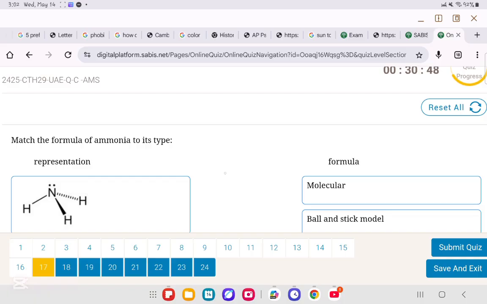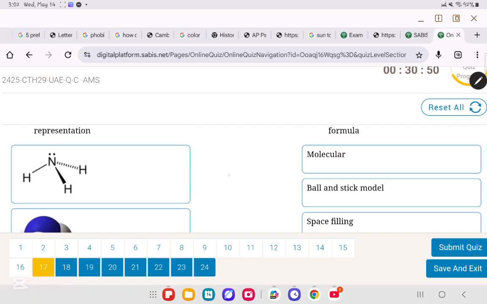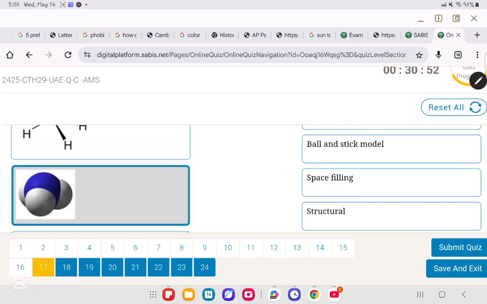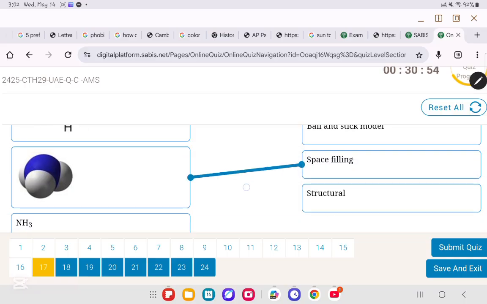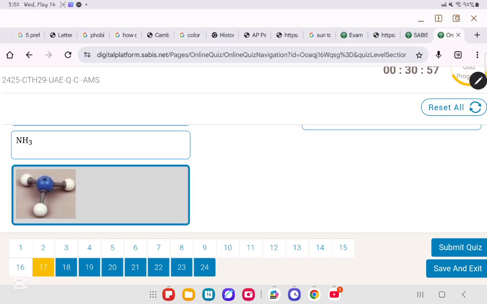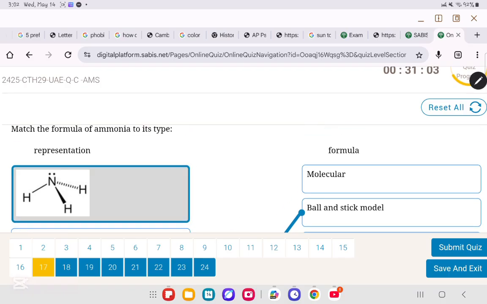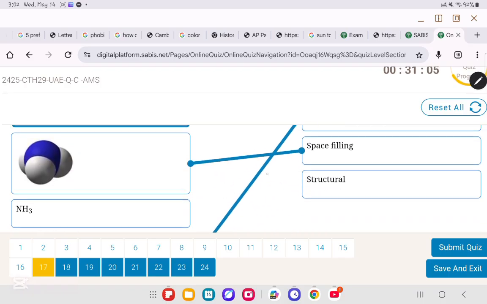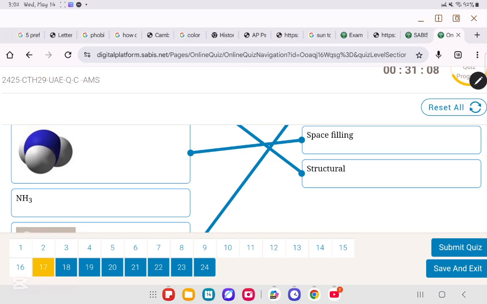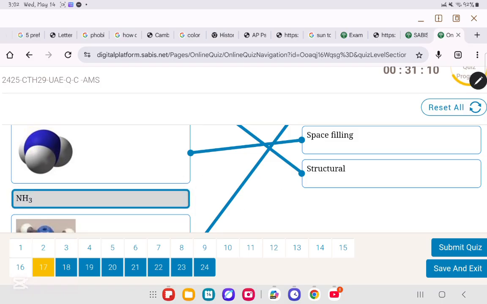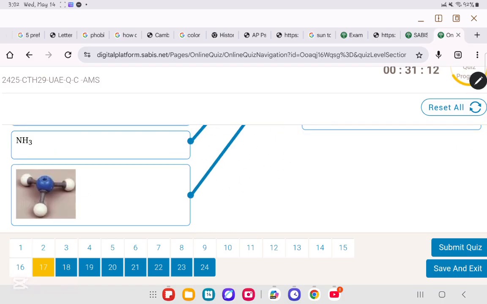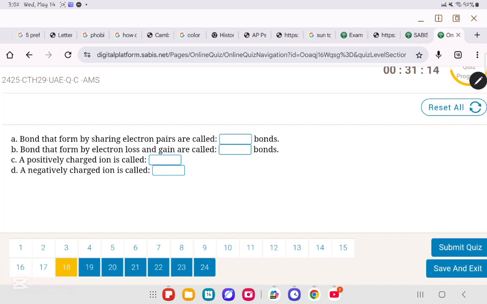Okay, representation and the form. When you see something that's big and takes up space, you should know that it's a space filler. When you see something that looks like a bunch of balls and sticks, you will know that it's a ball and stick model. When you see this over here, you will know that it's a structural formula because it's describing its structure. And when you see just the general formula, you will know it's the molecular formula. We move on to question number 18.